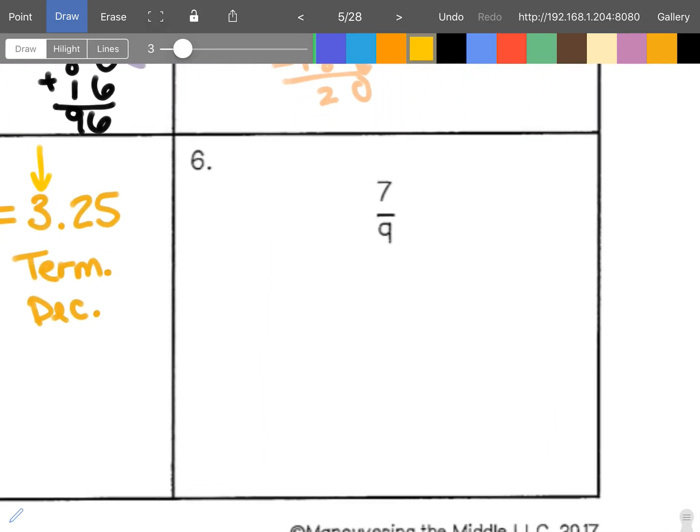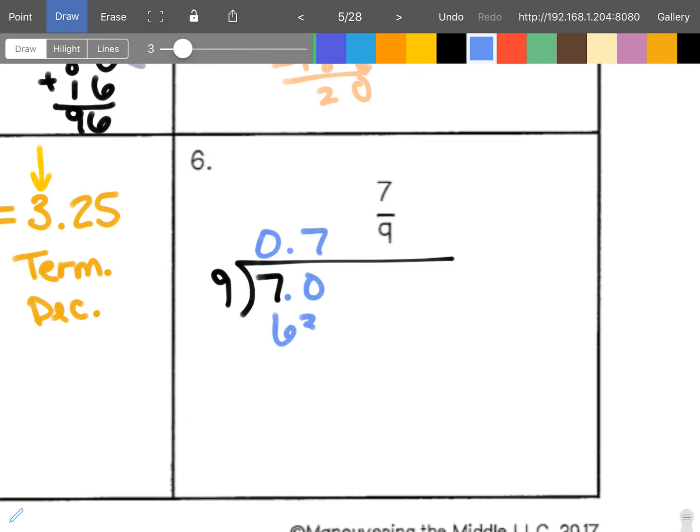All right, last one, number 6. We're going to do 7 divided by 9. So 9 cannot go into 7, so we do this. How about 9 into 70? 9 times 8 is 72, right? So 9 times 7 is going to be 63. I think that's as close as we can get. What's 70 minus 63?